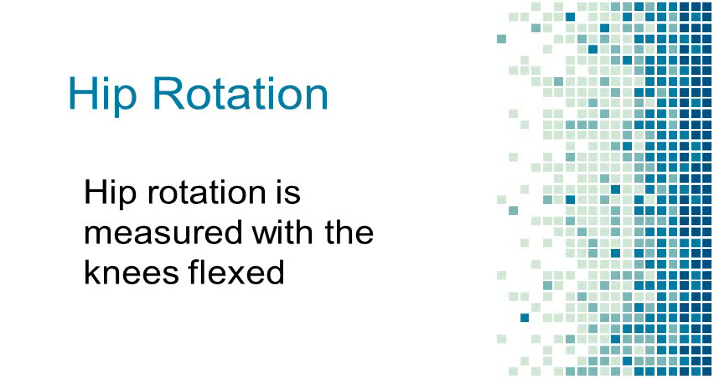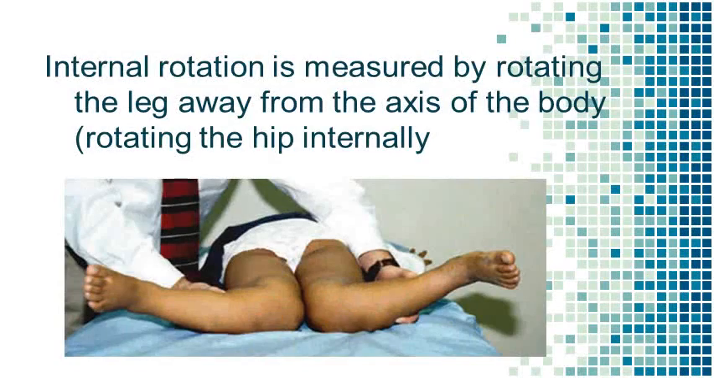So how to diagnose femoral anteversion? By doing hip rotation. Hip rotation is measured with the knees flexed in a prone position. Internal rotation is measured by rotating the leg away from the axis of the body. By doing this, the hip rotation is measured internally.